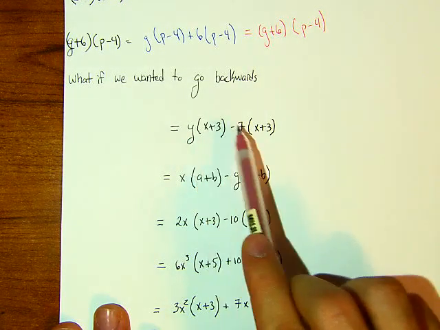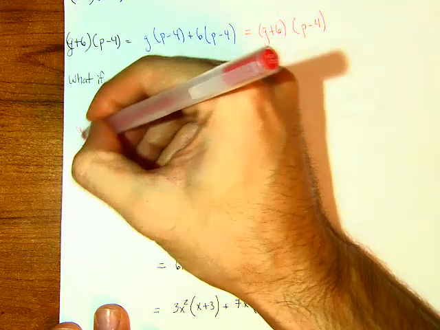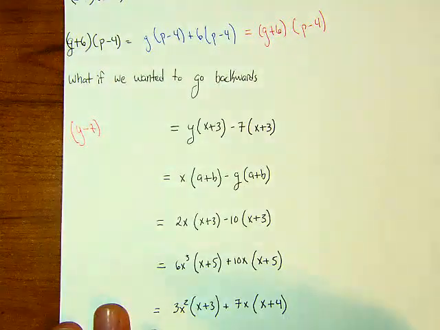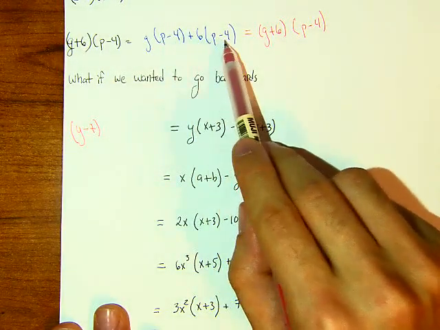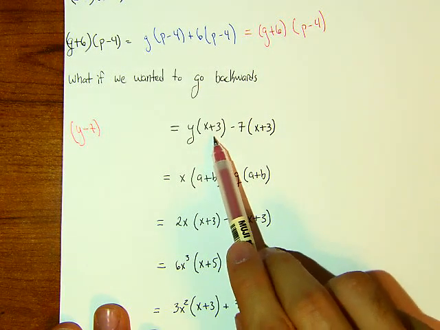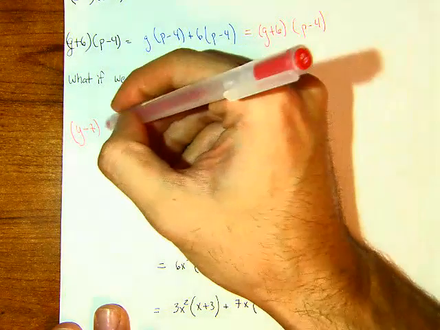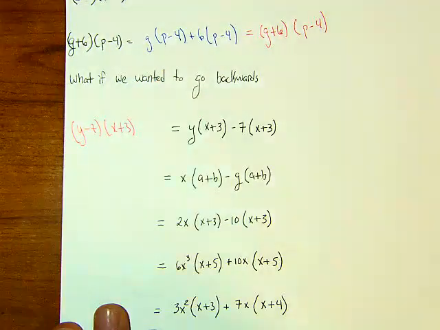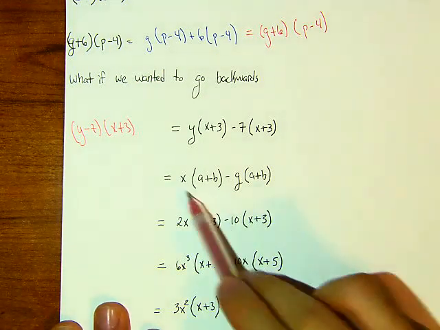You're going to take that y and that minus 7, group it together, that's y minus 7, and they have that p minus 4 is common, and it just goes there. And you're going to do the same thing here. That x plus 3 is common. You're just going to put it here. And that's it. What about this one?